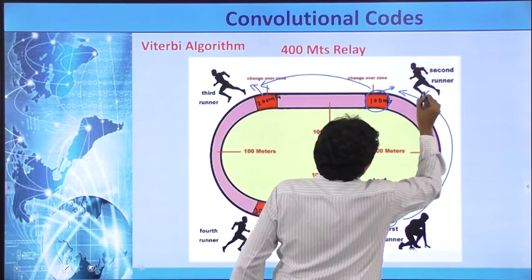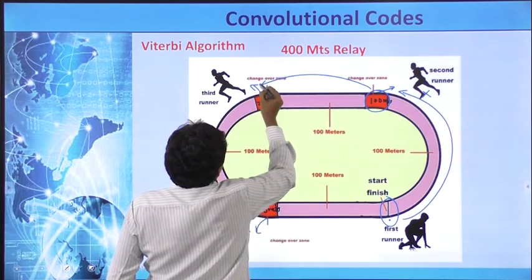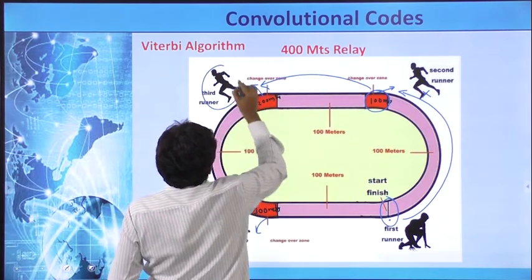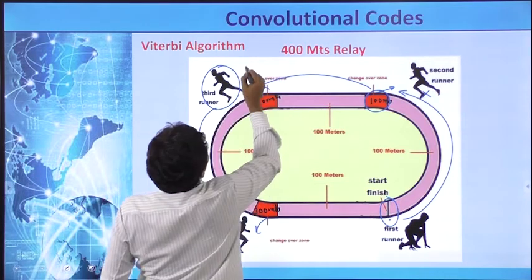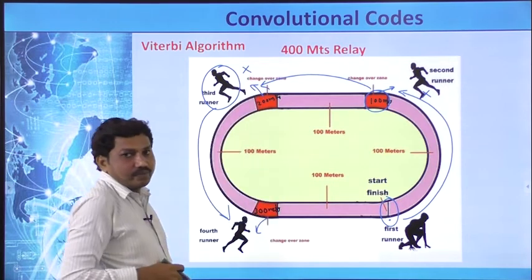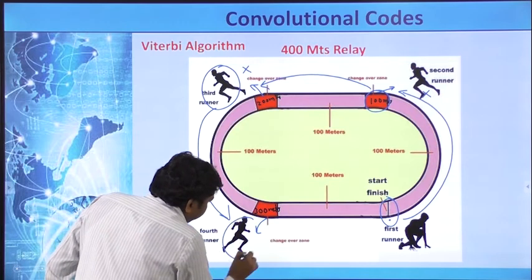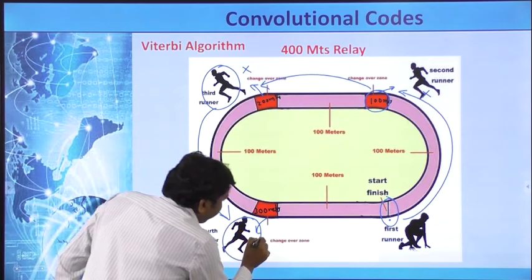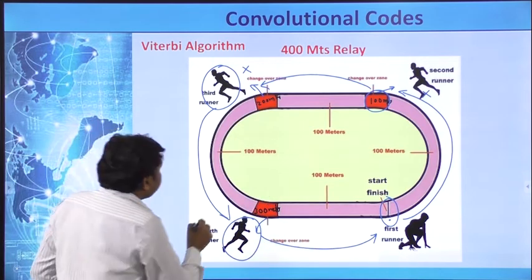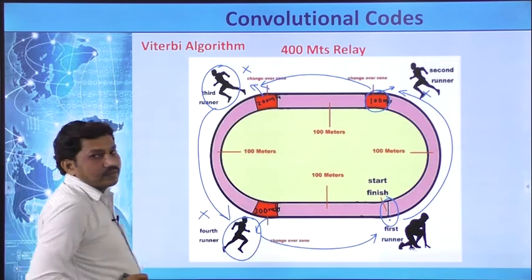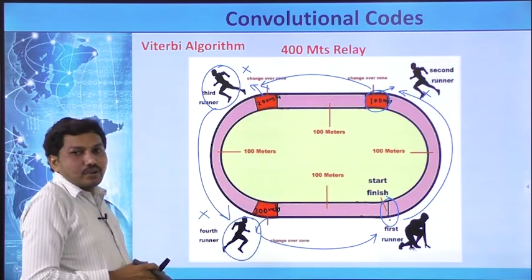The first person stopped here. The second person hands over the baton to the third person, and the third person continues the race. Here the second person stops. Third person hands over the baton to the fourth person of the same team, and the fourth person starts the race and finishes the race. Here third person stops. So this is the way how 400 meters relay goes on.